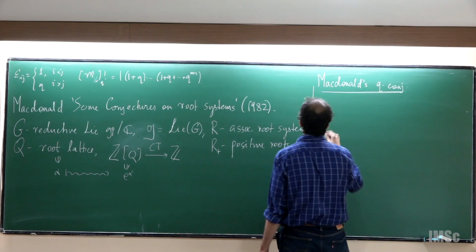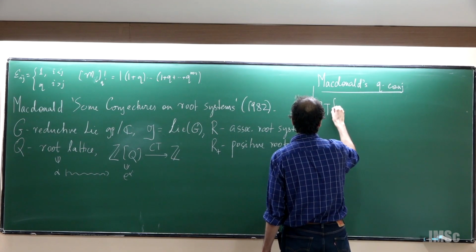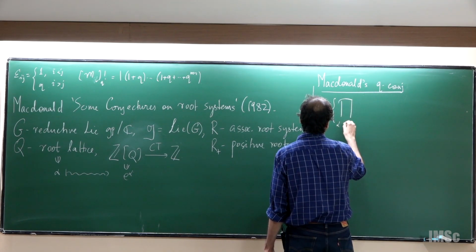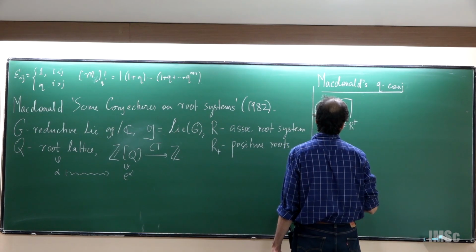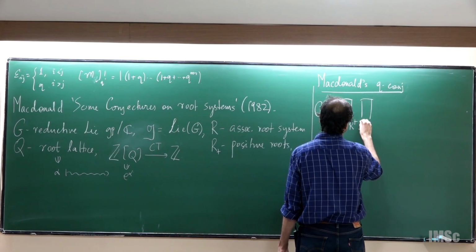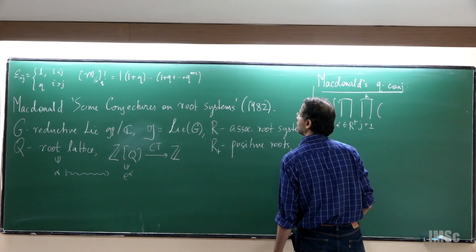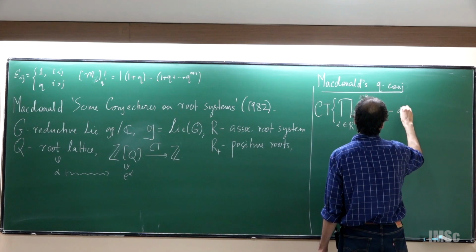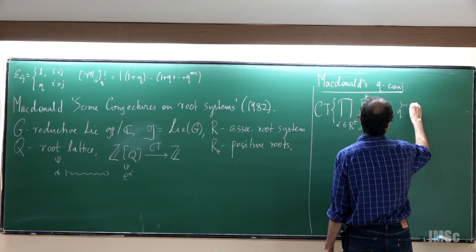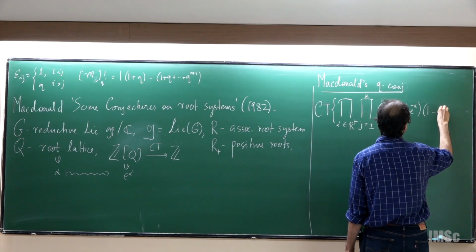So I'll write it in a form. It's the constant term of the product over the positive roots. And then the product, J running from 1 to K, of 1 minus q to the j minus 1 e to the minus alpha, into 1 minus q to the j e to the alpha.